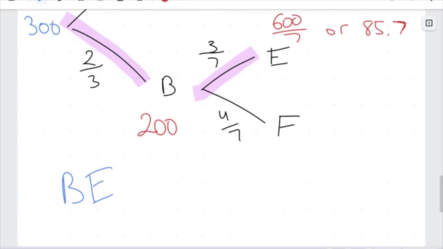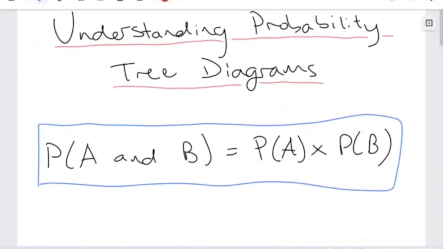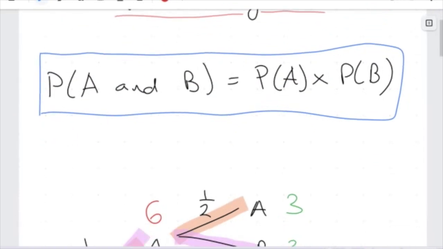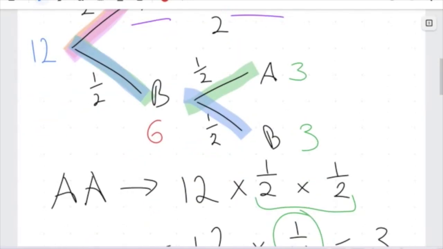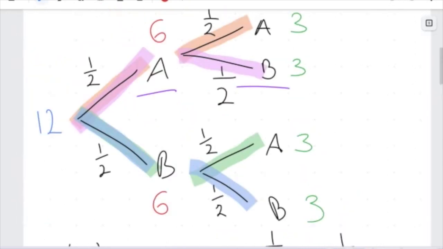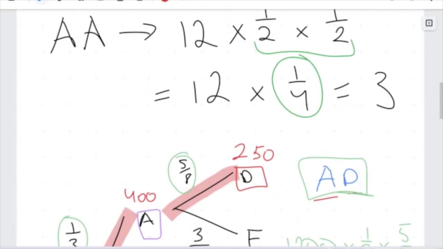And what we're doing every single time, these 300 people going down BE, the route BE is going to be 300 times 2/3 times 3/7. So I'm doing the exact same thing as my initial formula that we all get introduced to in school. In all of these questions, the probability of taking the path A and then A, so of going one A, then another A, is the same as this first path times the other path. Because as the people split off, a fraction of them is going one way, a fraction of them is going another way. So that's where we get this multiplication happening here.